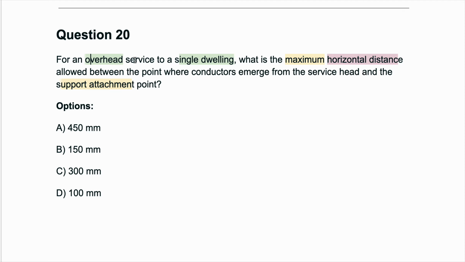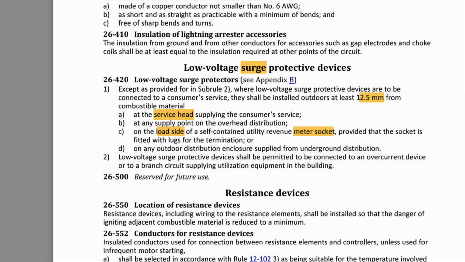Dwelling unit. So first of all, from the whole of these words in this question, we can understand that we need to go to section 6 because of the service. In the Canadian Electrical Code book, everything about the services, if you are lucky, can be found in section 6. But it's about the support attachment, dwelling unit, maximum, overhead service, and horizontal distance. Let's go to section 6.